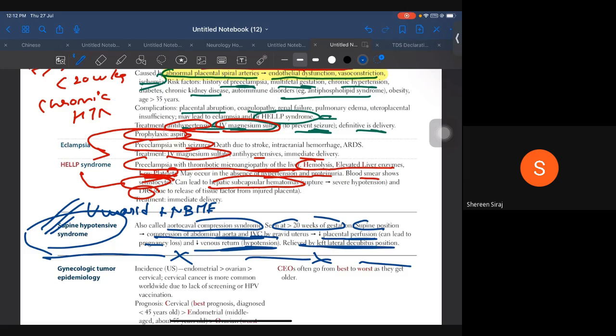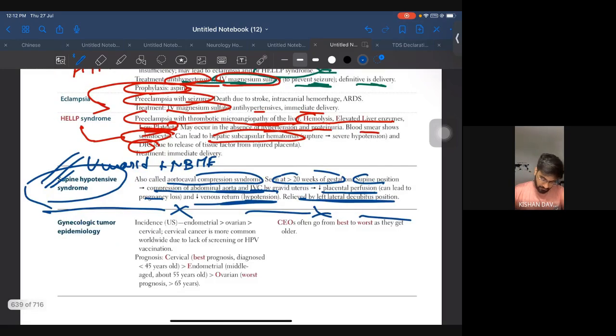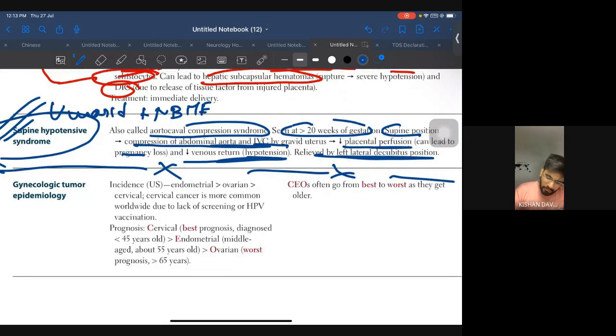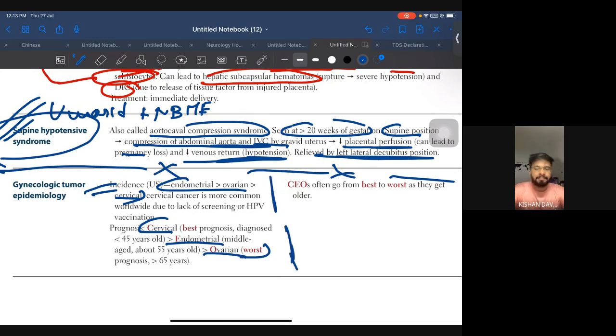All right, let's begin with the gynecology part. Gynecologic tumor epidemiology. We have endometrial, ovarian, and cervical. So this is about incidence and prognosis. Cervical, endometrial, and ovarian. So remember this incidence and prognosis.